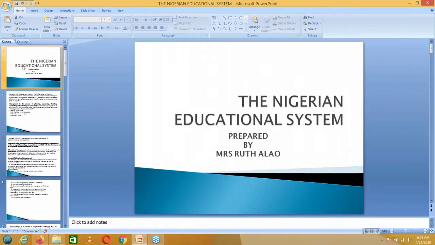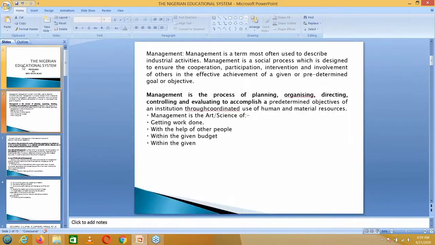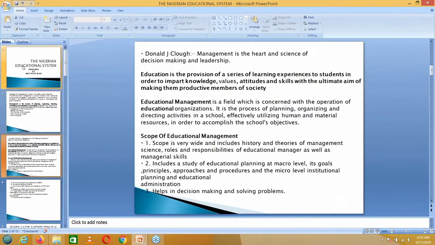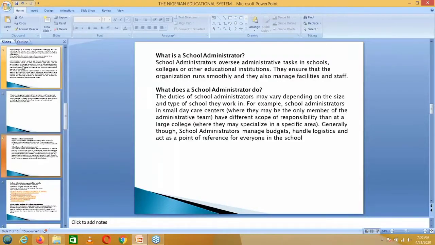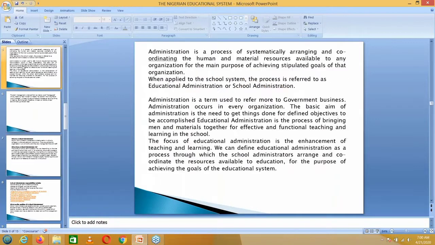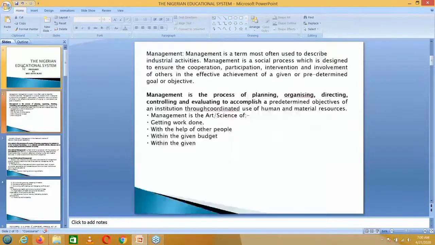Here we'll be looking at management, the educational management system, and the scope of educational management. We'll also talk on administration, school administration. How does administration affect the school? That's the duties of school administration. Without taking your time, I will start with the term management.